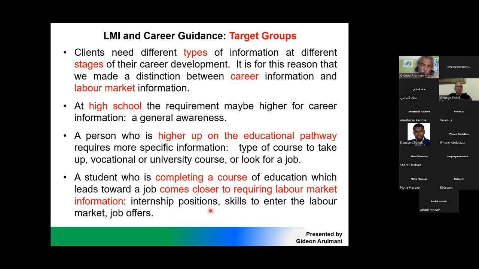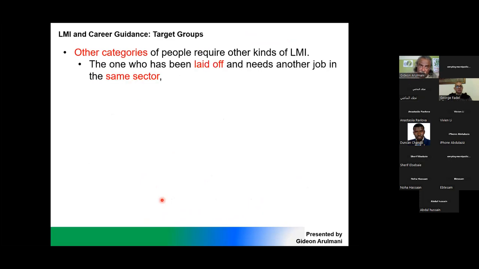A student who's completing a course of education which leads towards a job comes closer to requiring labor market information. So someone who's completing a course requires hard labor market information, internship, skills to enter the labor market, job offers, all of that, right? There are other kinds of people whom we said, people who've been laid off. This is becoming more and more a phenomenon today because of precarization of work, because of non-standard work. People have finished their one-year contract. Now the company is saying, we don't need you anymore. They have a career guidance need, which we need to be able to address.